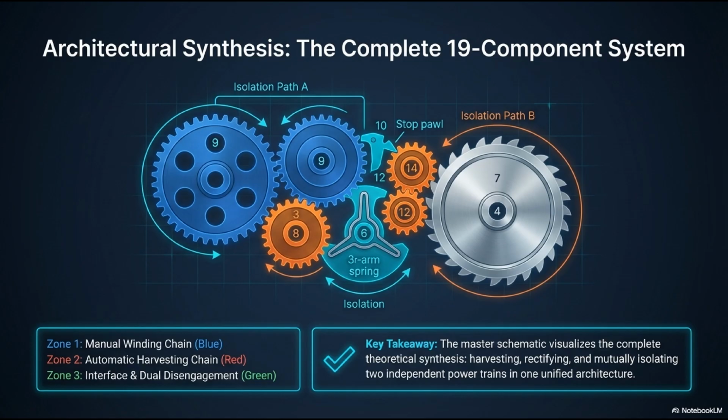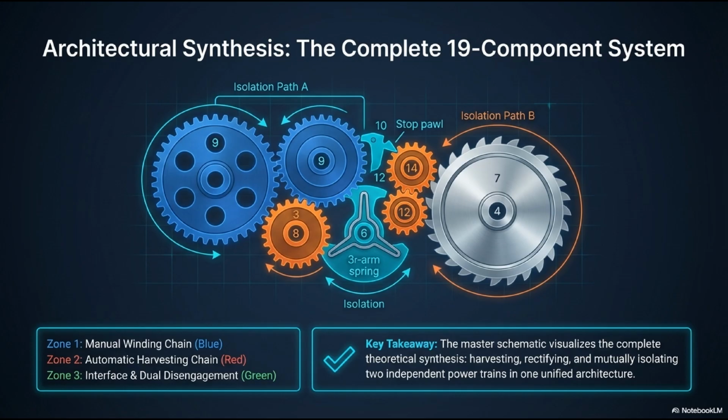Conversely, if the user turns the crown, the blue manual train drives the auxiliary wheel, 3, into the ratchet, 4. The ratchet spins rapidly. This reverse torque collapses the three-arm spring, 6, forcing it to pop out of the red reduction wheel, 12, along isolation path B, completely severing the red automatic train to prevent 10,000 revolutions per minute over revving.